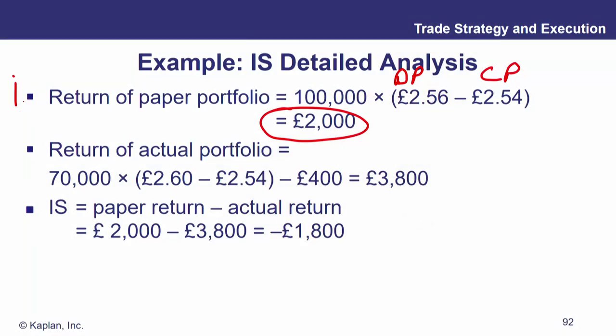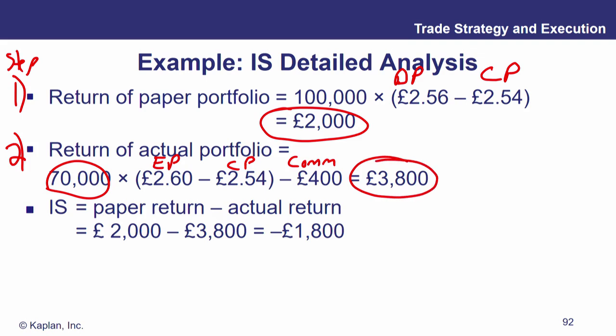So let's take a look at the actual portfolio. So this is step 1. This is step 2. Step 2, we didn't get to trade the full 100,000 shares. We only traded 70,000. Now we've got some good news. The executed price that we got was actually at 260, and the 254 is that closing price. And again, we also have to take out the $400 that we paid for commissions. And what happened here? The return on our actual portfolio, it wasn't 2,000 pounds, it was 3,800 pounds. So let's put a big smiley face.